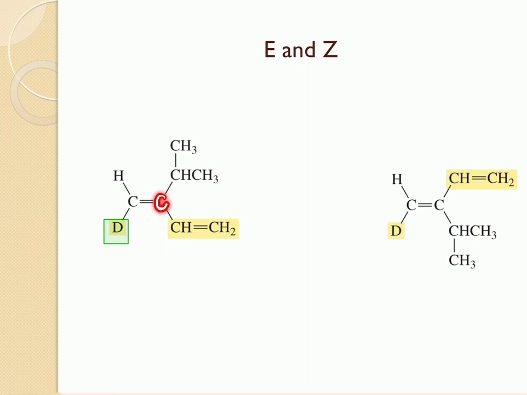Let's go on to the next sp2 carbon. The very first atom that it is attached to is carbon in both of these substituents. So that is a tie. So we have to look into the other atoms that it is attached to. This carbon is attached to two carbons and a hydrogen. So it's C, C, H.